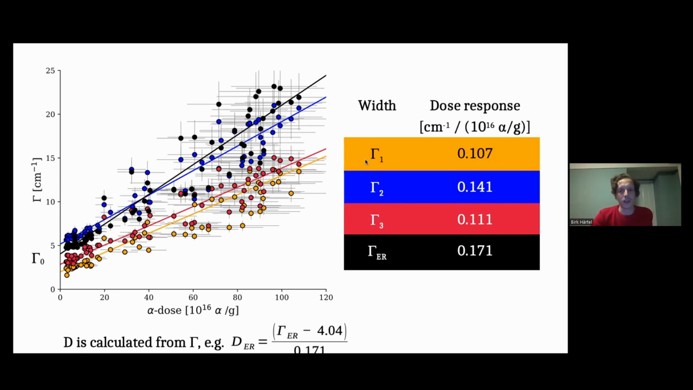And basically for each of these different bandwidths, for each of the different Raman bands, we get a single calibration line that consists of 2 parameters. One is the gamma 0, the intercept, which is basically the bandwidth that we expect a zircon to have that has no radiation damage at all. And the other is the slope, which is the dose response, which is the sensitivity of this Raman band to the radiation damage. And once we have established this calibration line with the dose response and the 0 damage bandwidth, we can, for every measurement that we make on any natural zircon, calculate a D, which is an equivalent to the alpha dose, by just measuring the bandwidth of a Raman band, subtracting this 0 damage bandwidth and dividing by the dose response.